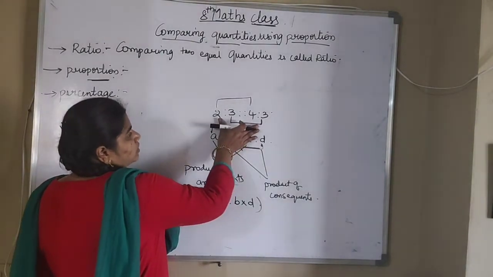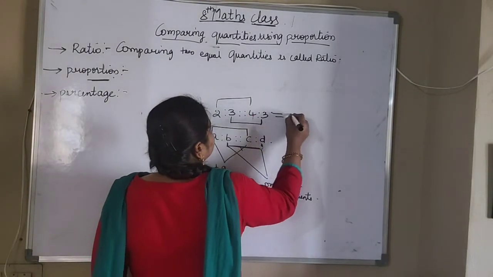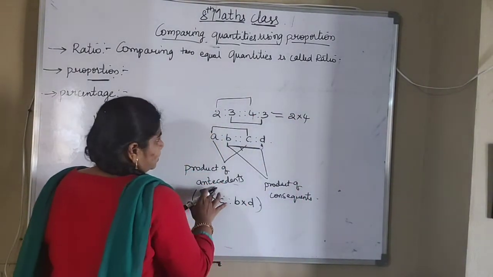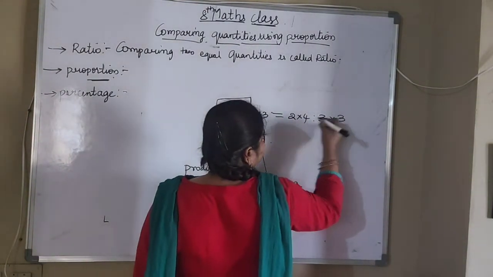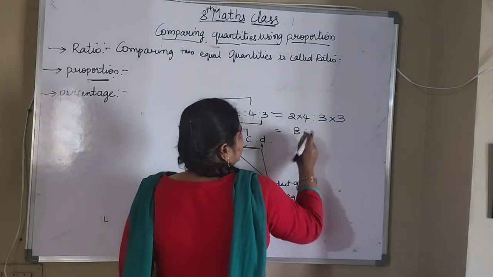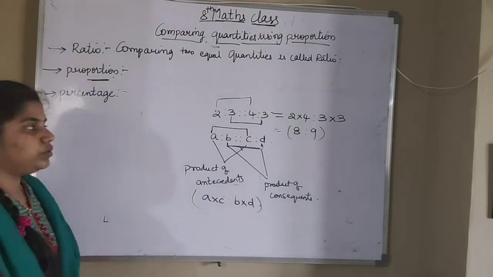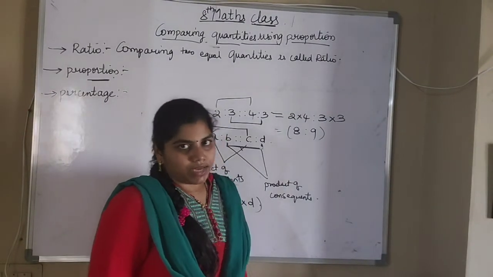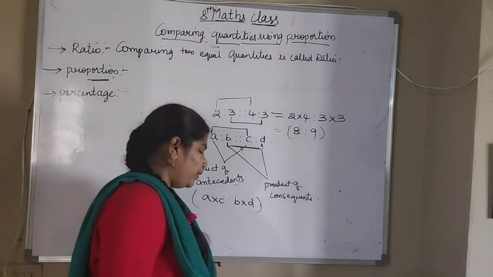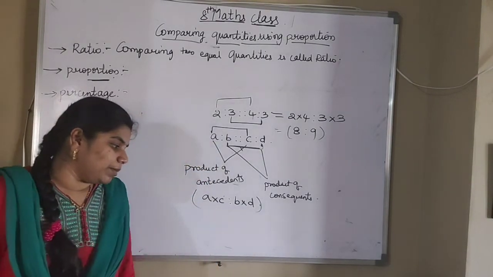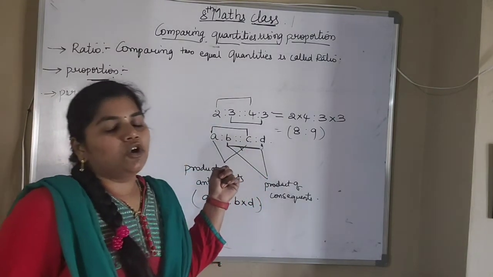Now I want to convert these two ratios into a single ratio. So how to convert now? 2 into 4, that is the product of antecedents, is to the product of consequents, that is 3 into 3. So 2 4s is 8, is to 3 3s is 9. So what is the compound ratio of 2:3 and 4:3? That is 8:9. So this is how you convert the double ratio into a single ratio, the compound ratio.